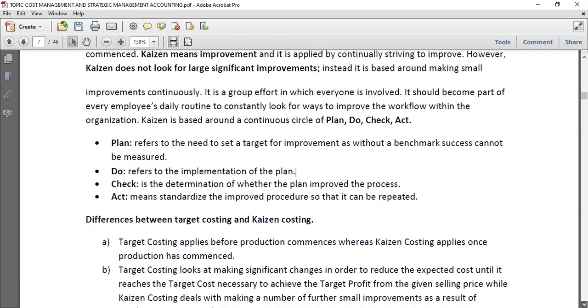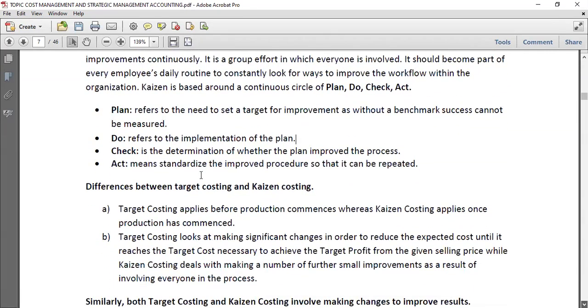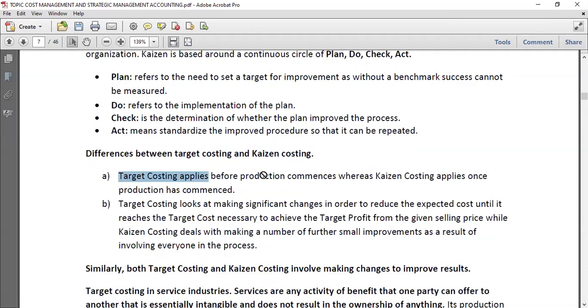In terms of differences, like we've said, target costing is before production commences. Kaizen is throughout, once production has started. Target costing looks more at significant changes. Kaizen is about small improvements.